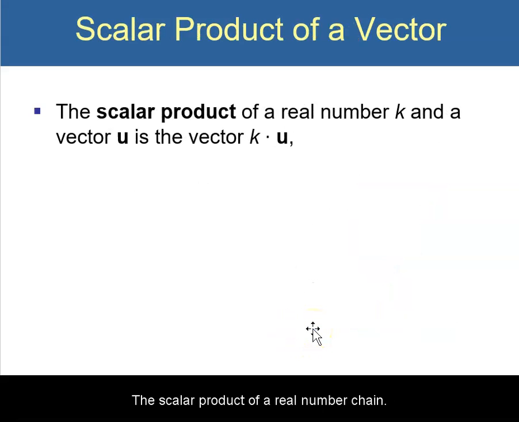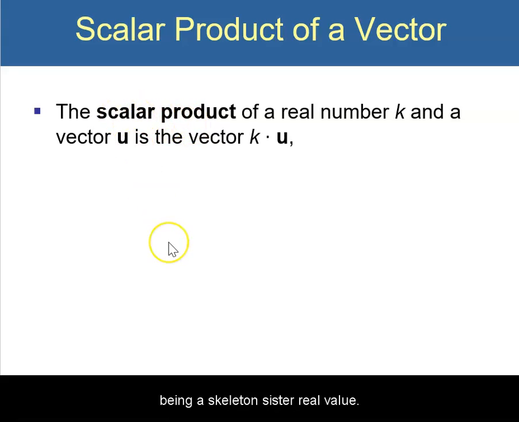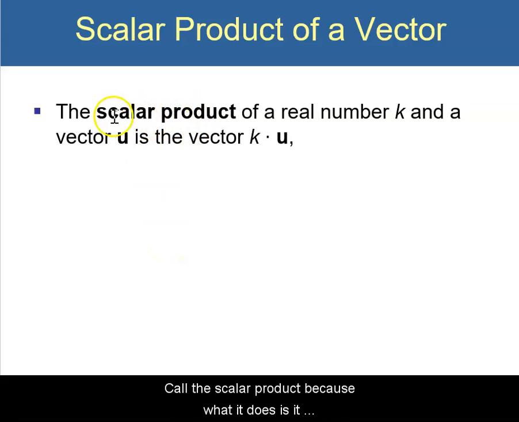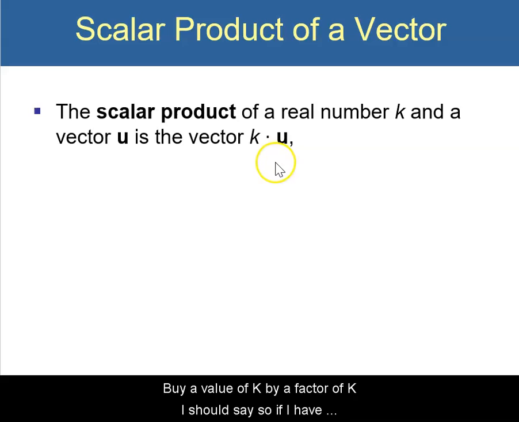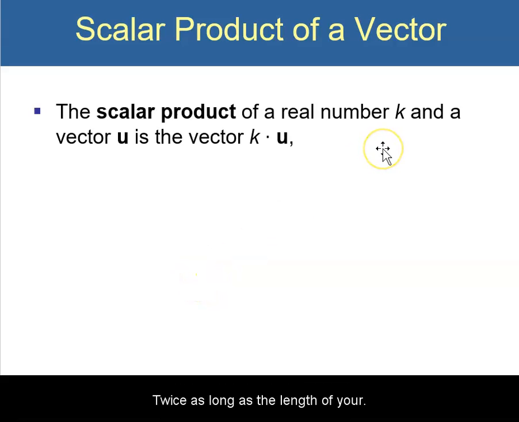Okay, the scalar product of a real number k and a vector u is k times u. So remember what we said right at the beginning, a scalar is just a real value. It's called the scalar product because what it does is it scales your vector. It makes it longer or shorter by a value of k, by a factor of k, I should say. So if I have 2 times u, it's whatever my vector u is, but it will make it twice as long. Okay, so it changes the length of your vector.